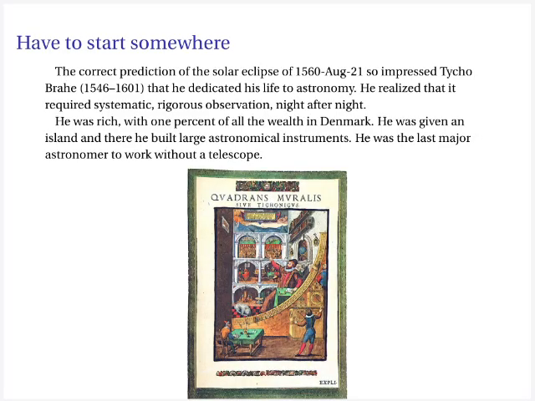So we have to start somewhere. I'm going to start with Tycho Brahe. The correct prediction of the solar eclipse in 1560 so impressed Tycho Brahe that he dedicated his life to astronomy. He was born in 1546 and the eclipse is 1560, so he was at that kind of impressionable age. He realized that what astronomy needed was systematic, rigorous observation, that is to say, data. Somebody had to go out there night after night and write this stuff down. He was fantastically wealthy. He had 1% of all the wealth in Denmark. The king gave him an island, and he built large astronomical instruments on that island. He was, in fact, the last major astronomer to work without a telescope.